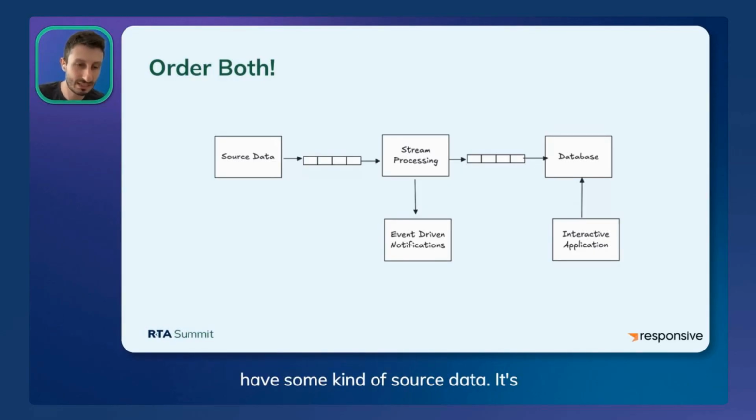Typically, you have some kind of source data. It's either CDC'd or directly pushed into Kafka. You have your stream processing to filter and pre-aggregate that data so that you reduce the costs on your database. And your stream processor can also drive any event-driven notifications and these kinds of push use cases that you might have. And then the database powers the interactive applications.